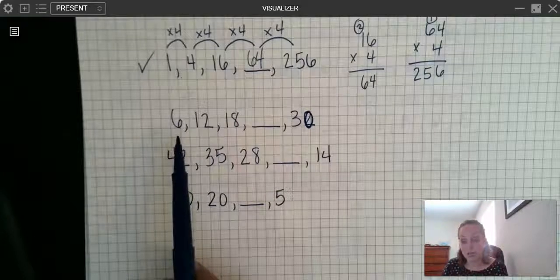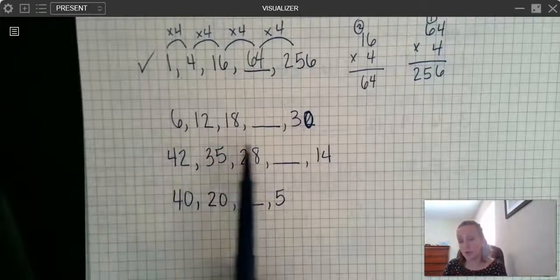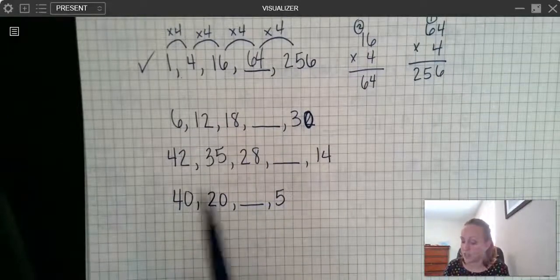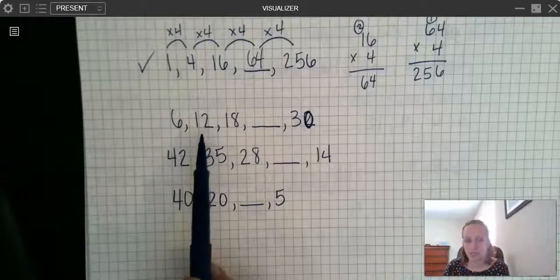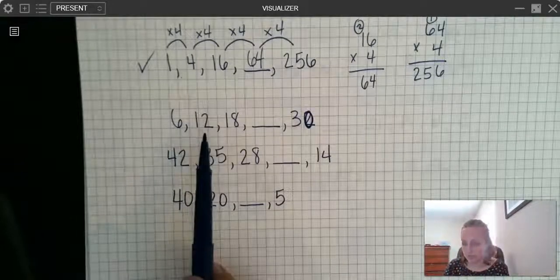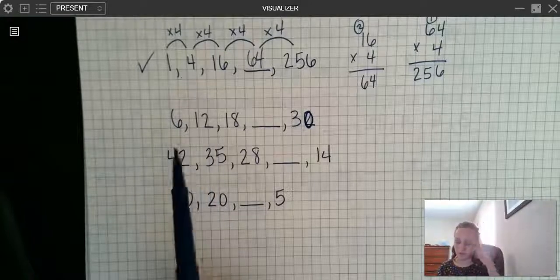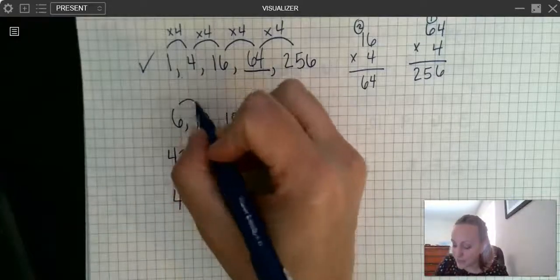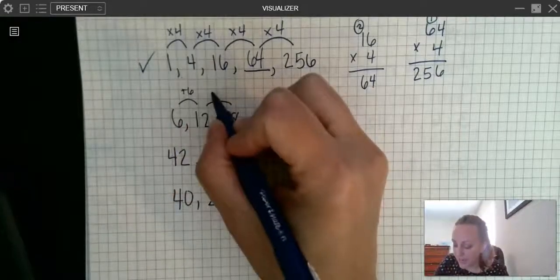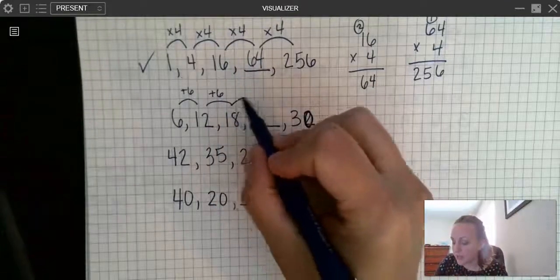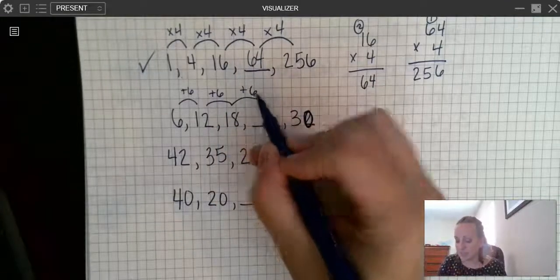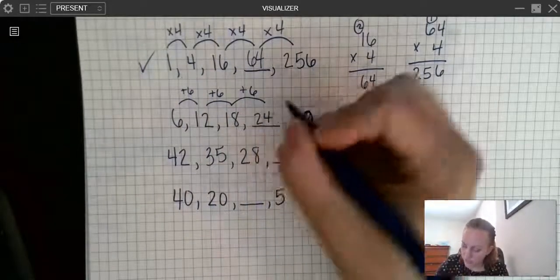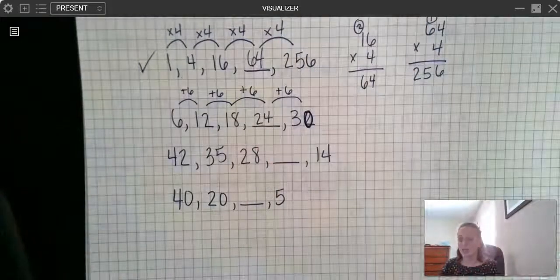In this case, we also have a number sequence where the numbers are going up, which means multiplication or addition. Like I said, I always start with addition. So 6 plus what equals 12? 6 plus 6 equals 12, okay? 12 plus 6, 12, 13, 14, 15, 16, 17, 18. Ooh, looks like I found it. It's plus 6. That's my rule. I'm adding 6 each time. So if I do 18 plus 6, well, 18, 19, 20, 21, 22, 23, 24, and 24 plus 6 does equal 30. So that one is correct.